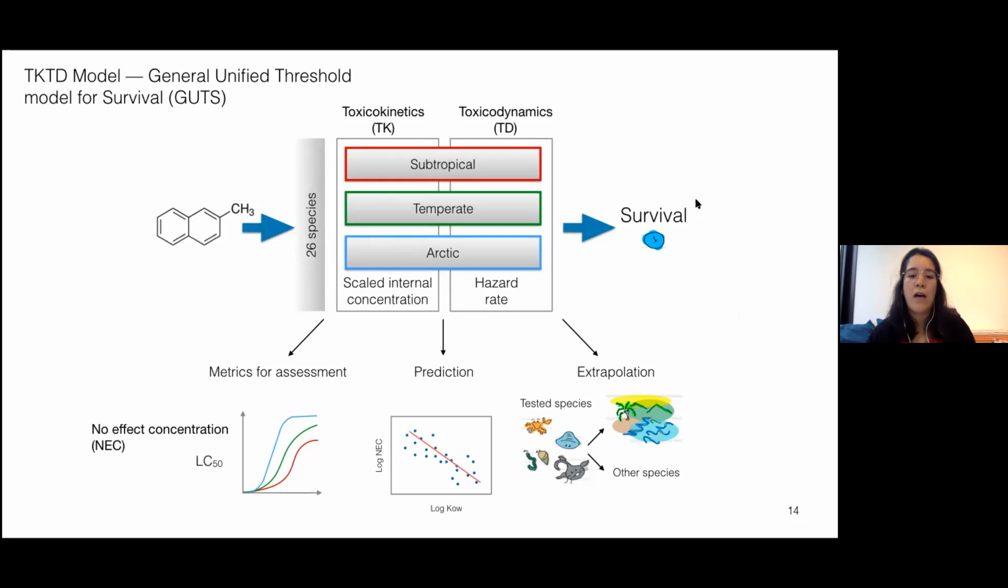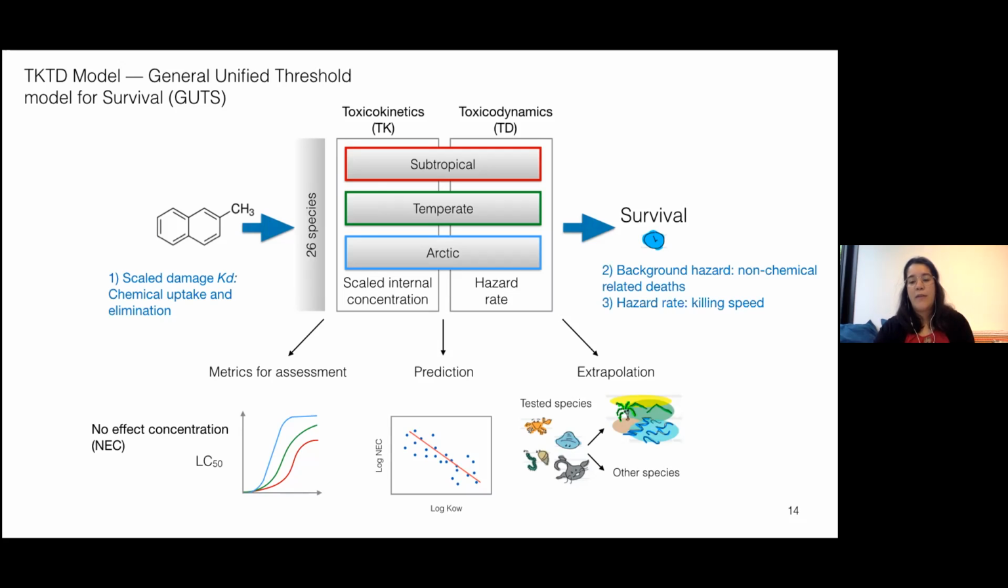And then we have a toxicokinetic model that defines the speed of the uptake and elimination of the chemical, and a toxicodynamic model that describes the effect of this chemical inside the animal. So the parameters are the scale damage, that is for the kinetics, and for the dynamics, we have the background hazard, which is a parameter that describes the deaths that occur and are not related to the chemical exposure, and the hazard rate. The hazard rate is how fast the animal dies, so how fast is the effect of the compound. And finally, a threshold concentration parameter, which we call the no effect concentration.